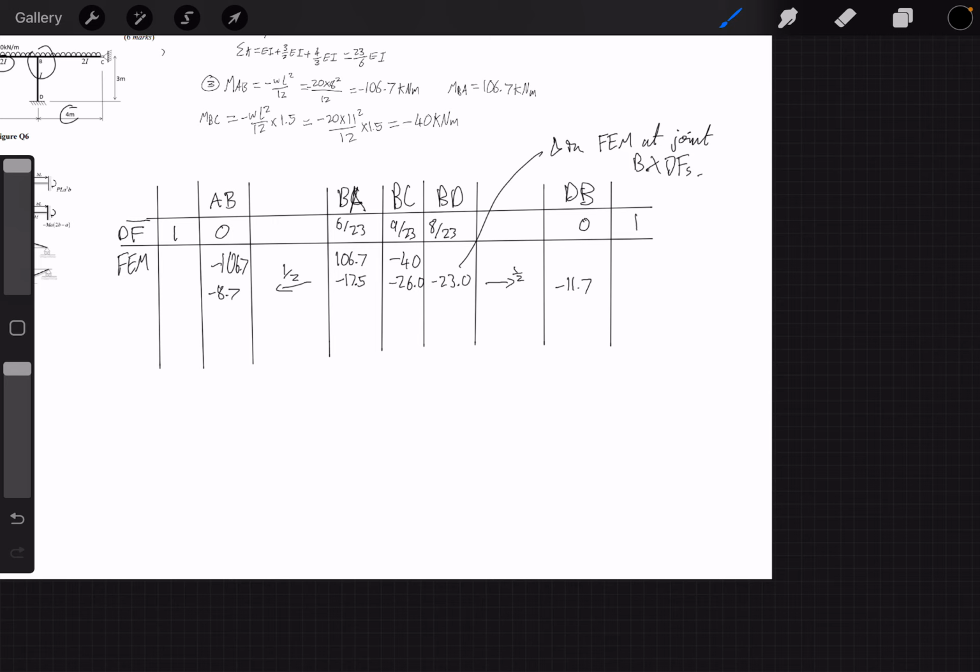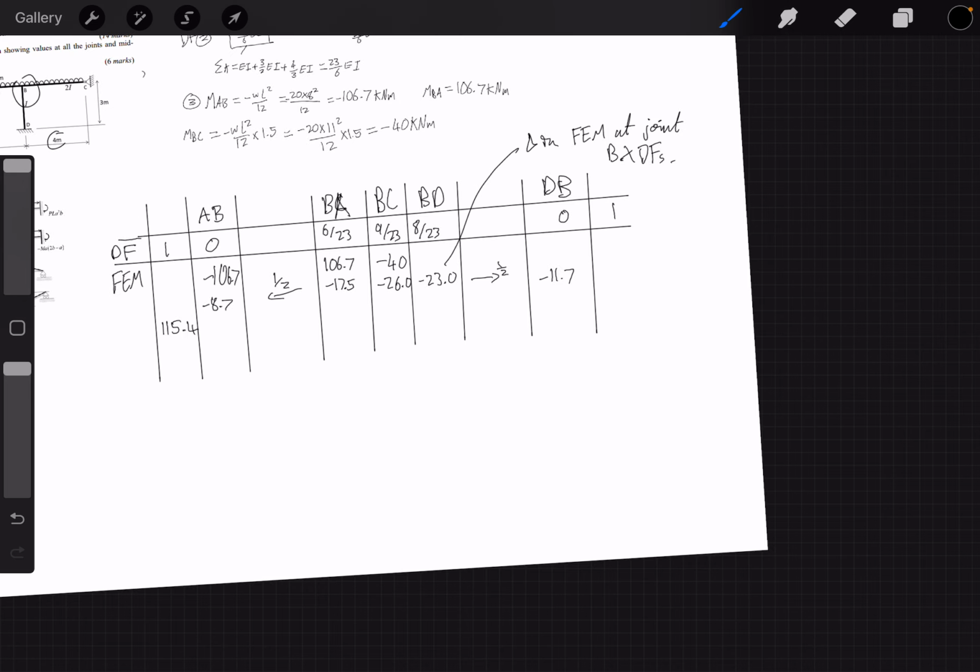Is this already balanced? Let's see. So we sum it all up. And what do we find here? So we find here that we can just 11.5. And then let me actually just make another line, just make it clearer. Sum 115.4. And this is actually looking quite good.